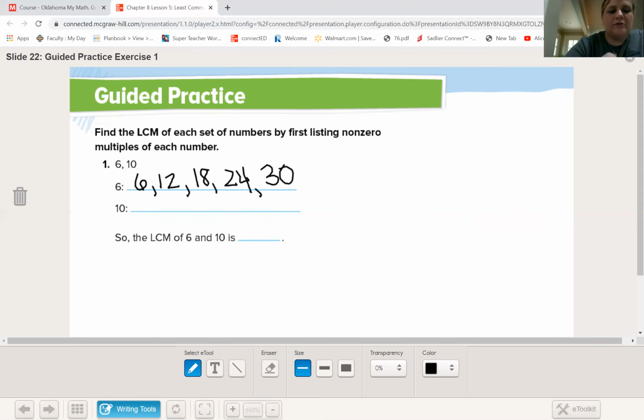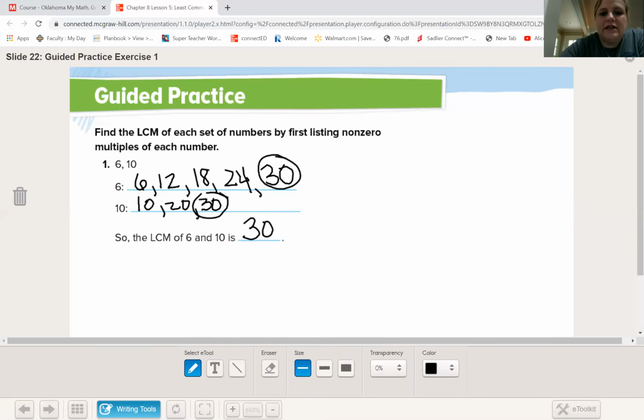Now I'm going to stop there because I've already peeked ahead at the next number, and counting by tens is super easy. And I already know that it's got to end in a 0 because skip counting by 10 is 10, 20, 30. So when I saw that 30 pop up right there, I knew, hey, this is going to work. That's why I stopped. So the first number that they both share is a 30.